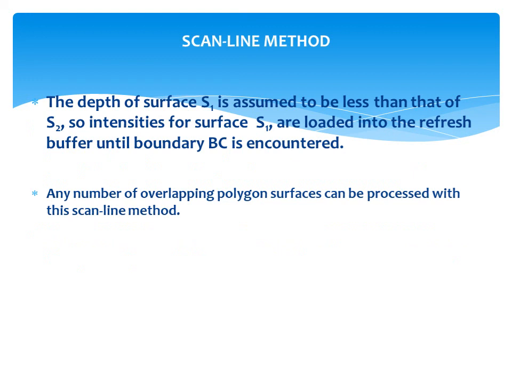When calculating the depth value, the surface whose depth value is smaller, the intensity of that surface will be stored in the refresh buffer. In this case, the depth of surface S1 is assumed to be less than S2. So the intensity for surface S1 is loaded into the refresh buffer. Repeat this process for all scan lines. Any number of overlapping polygon surfaces can be processed with this scan line method.